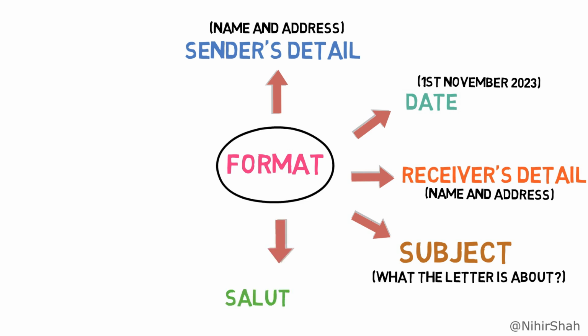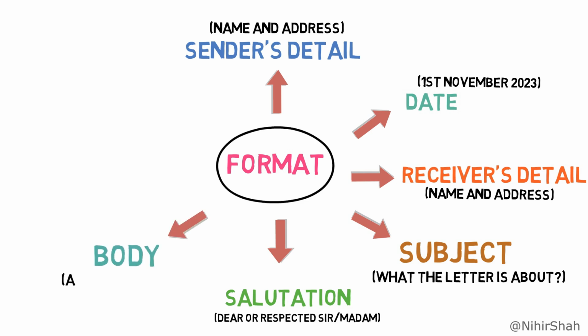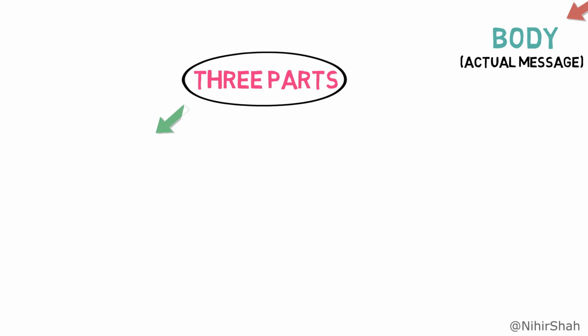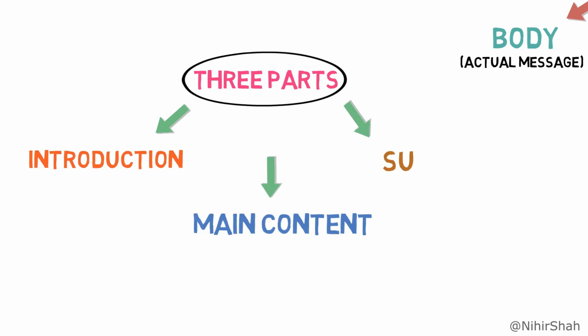Number 5, salutation. A salutation is a greeting used in a letter. Generally, we use dear or respected sir or madam. Number 6, body. The body of the letter contains the actual message. It is usually divided into 3 subcategories: the introduction, main content, and summary.